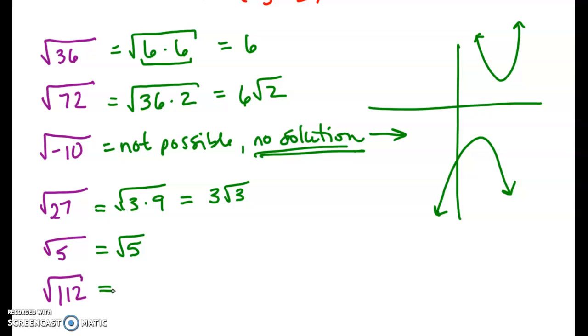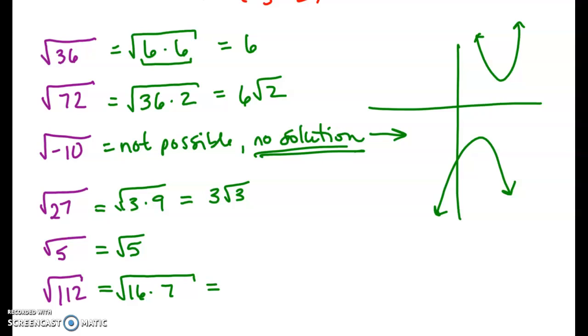Square root of 112. You would have to look using your calculator or your mind to see what perfect squares go into 112. Perfect squares are 1, 4, 9, 16, 25, 36, 49, etc. going up. 16, I believe, goes into 112. 16 times 7 is 112.